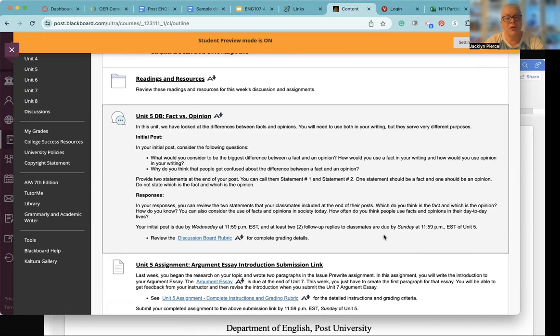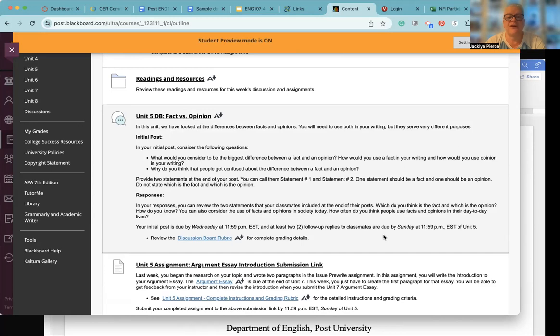Why do you think people get confused about the difference between a fact and opinion? And that does happen a lot these days. And then finally, after your paragraph where you answer those questions, and I think this is actually the fun part, provide two statements at the end of your post. Call them statement 1 and statement 2. One statement should be a fact and one should be an opinion, but you're not going to say which is which. So as you might well imagine, when you go on and respond to others, you're going to look at their two statements primarily and decide which one is fact and which one is opinion. Tell them how you figured that out.